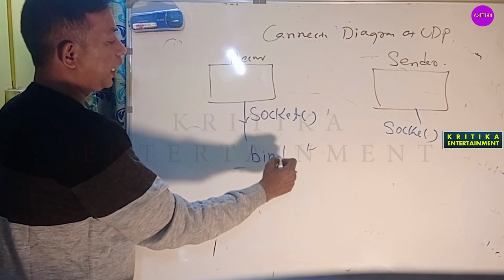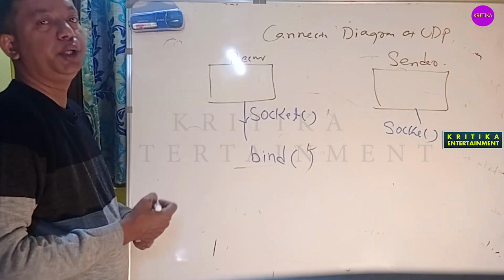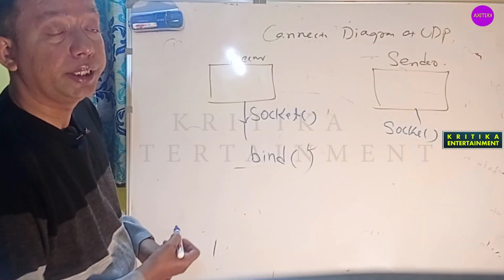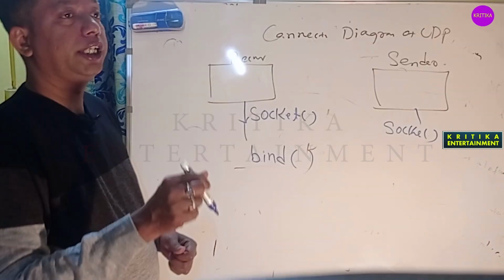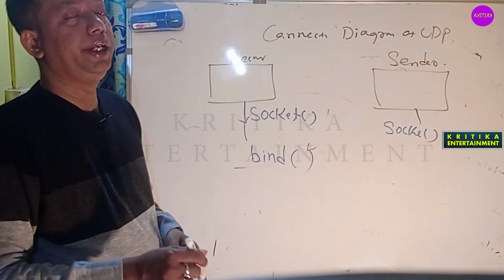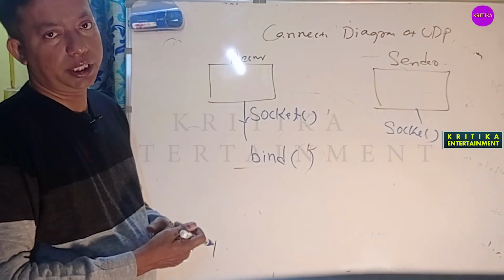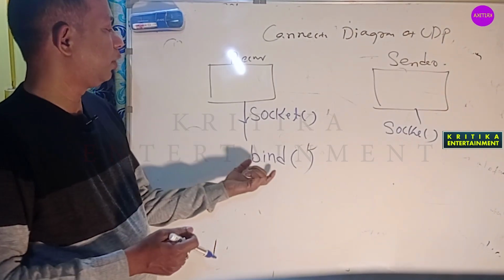This is a connection diagram of UDP. If you want the connection diagram of TCP, then I have given it in the description box. You can find the link there and click and check. Okay, so this is called bind.